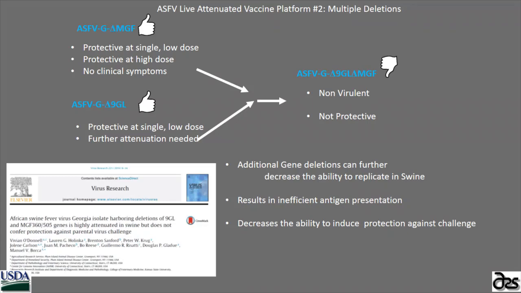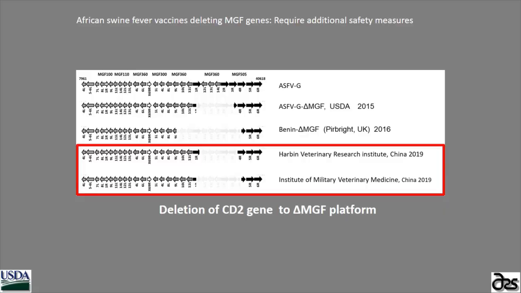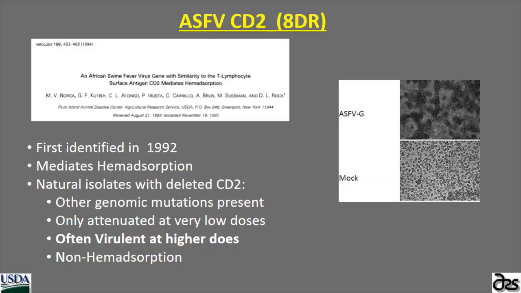And this shows that additional gene deletions can further decrease the ability of virus to replicate in swine, which can result in inefficient antigen presentation and decreases the ability to induce protection against challenge. The 2 groups in China, what they did is they deleted a gene called CD2. CD2 was first identified in 1992. It mediates heme absorption.